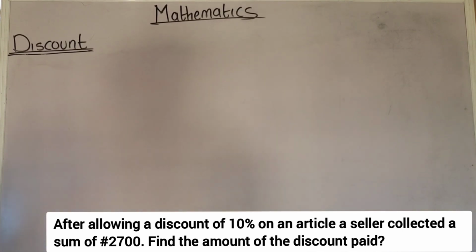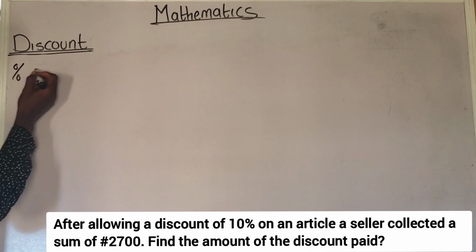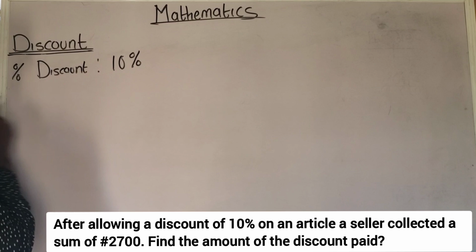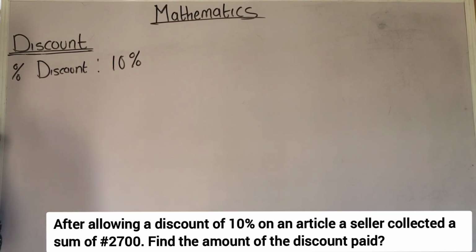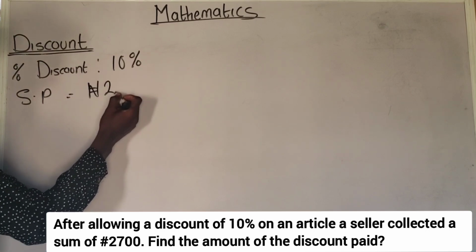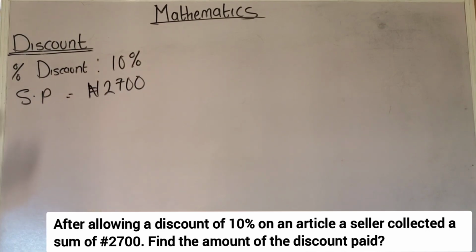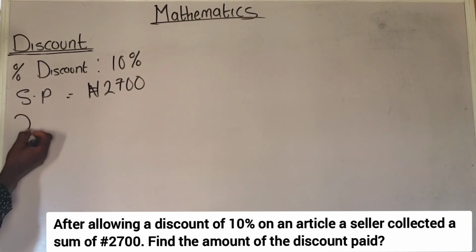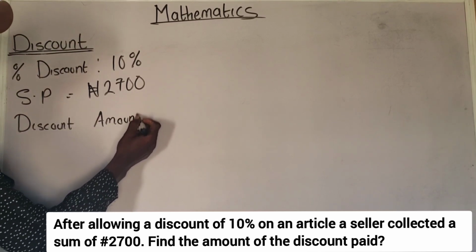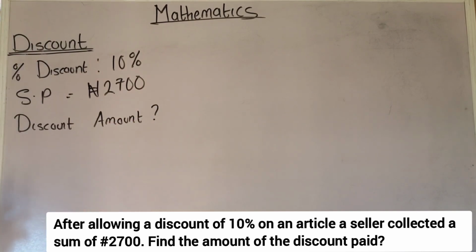We are given that the percent discount is what? 10%. Okay, because the question says after allowing a discount of 10% on an article, the seller collected the sum of 2,700 naira. That means that the selling price is what? 2,700 naira. Okay, now we are asked to find the amount of the discount paid. Discount amount.